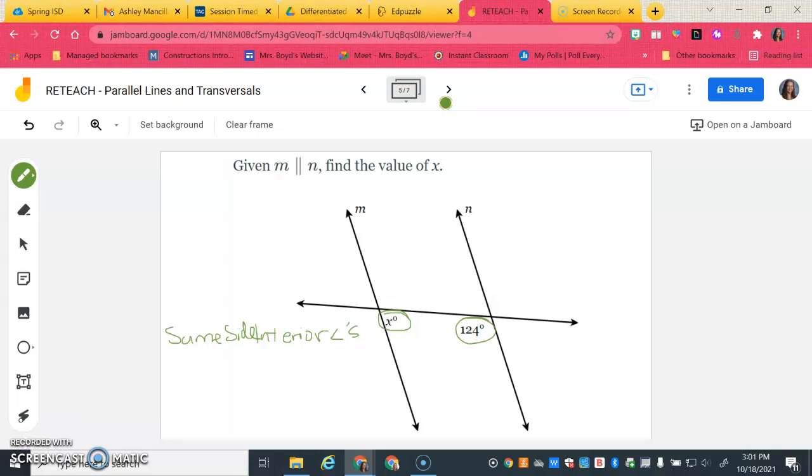And same side interior angles add up to 180 because I notice x is acute, 124 is obtuse. So x plus 124, they're going to add up to equal 180. And then I just have to subtract 124 from 180. And my x is going to equal, gotta borrow, 56 degrees. So my x is going to equal 56.